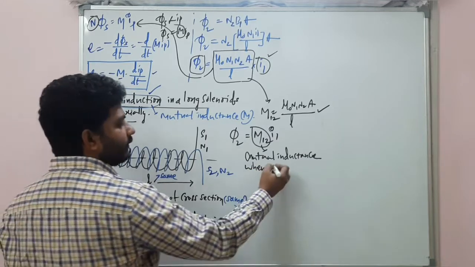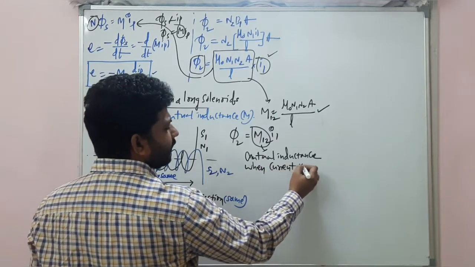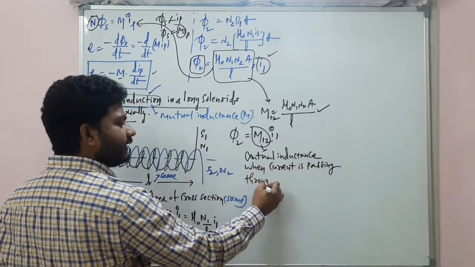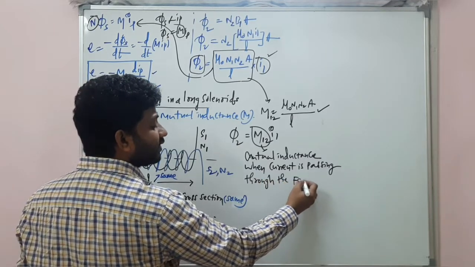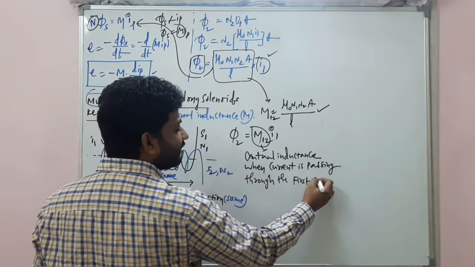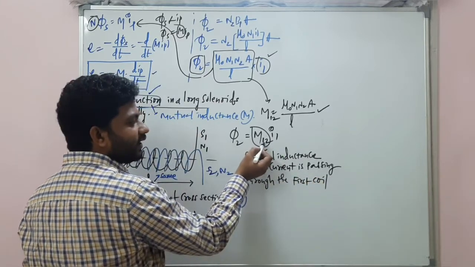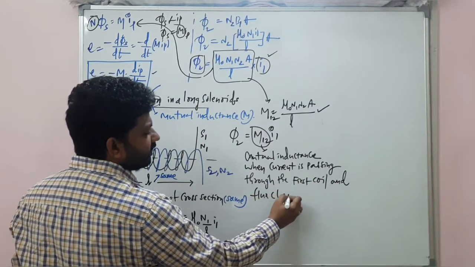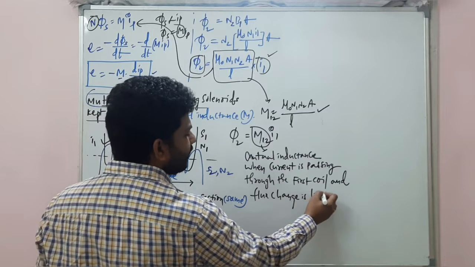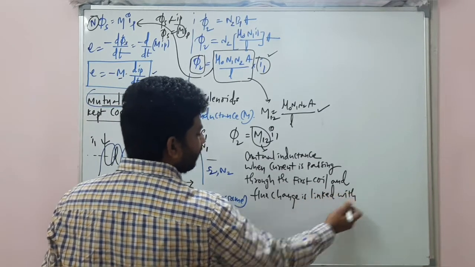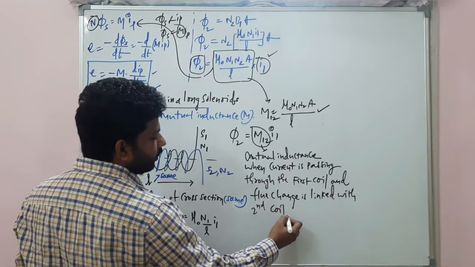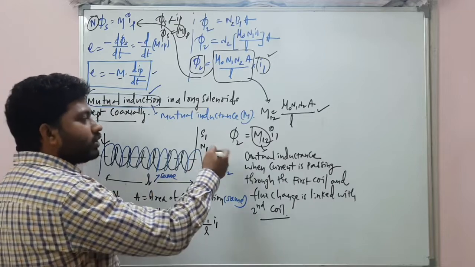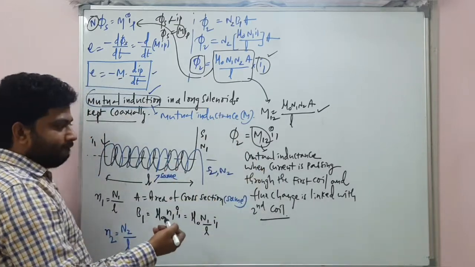Mutual inductance when current is passing through the first coil, and flux change is linked with the second coil. See, the subscript one indicates that current is passing through the first coil. That's called M12. So you can also do it in this way.